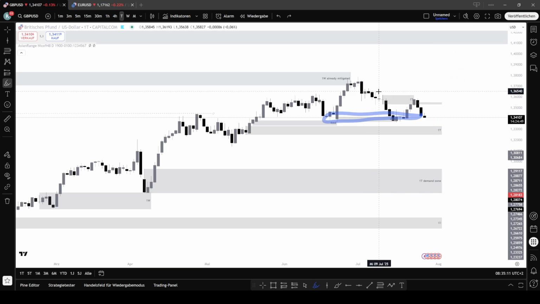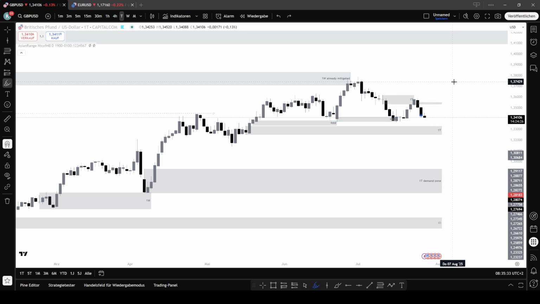Let me repeat it again. We have liquidity sitting here. We have an inefficient price action sitting here. We have liquidity here. Price might sweep this liquidity, get into this demand zone, react up here, and sweep all this liquidity up to this point.